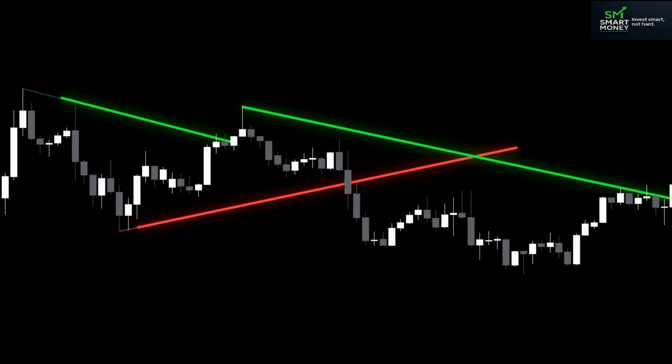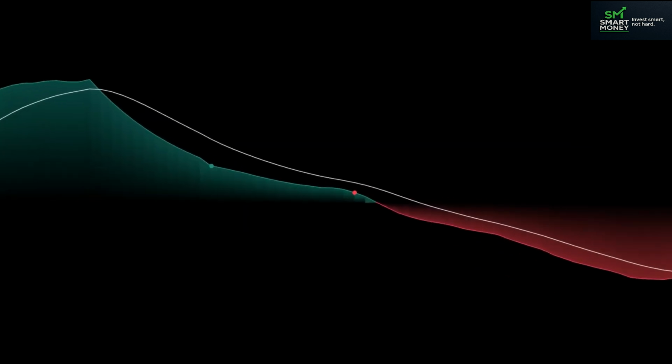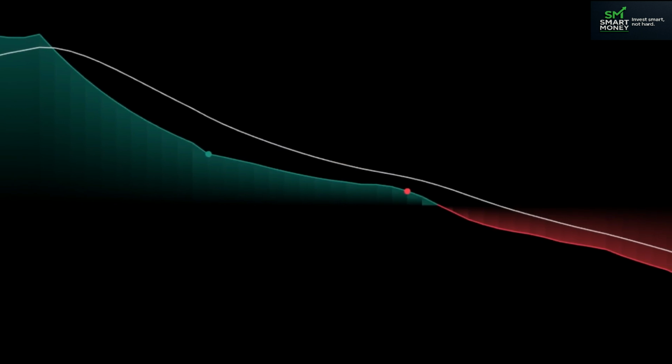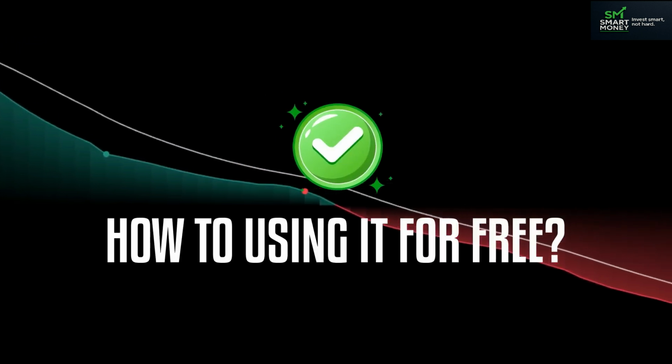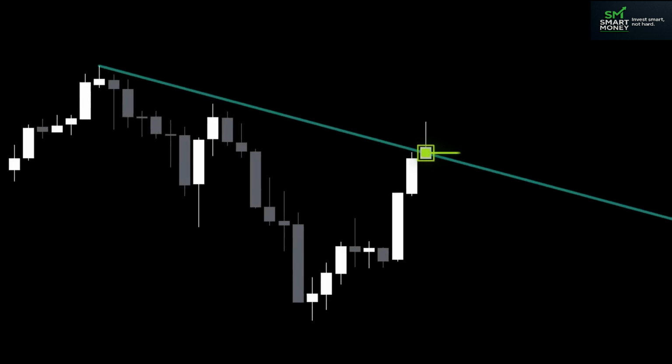It takes every confirmed bullish and bearish trendline break on your chart and turns them into a smooth, color-coded wave that shows who's in control. In this video, we'll break down how it works, how to set it up, and how you can start using it for free. Before we dive into the oscillator itself, let's quickly talk about what it's built on.